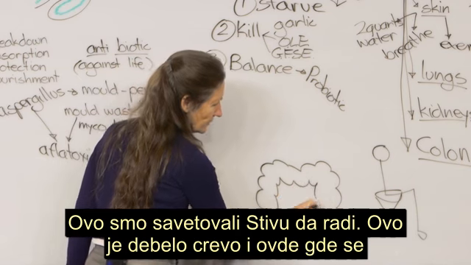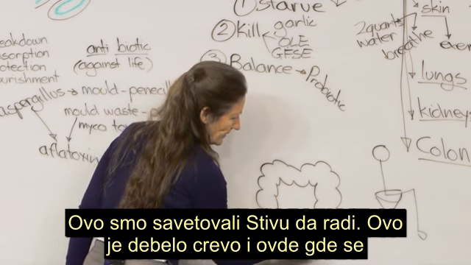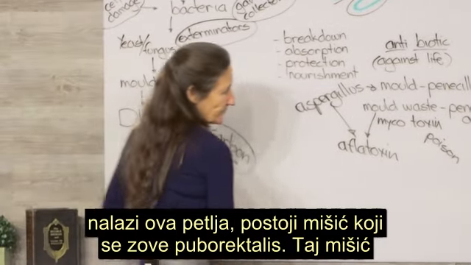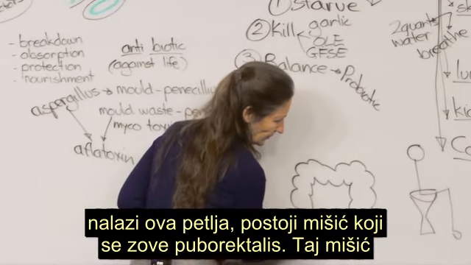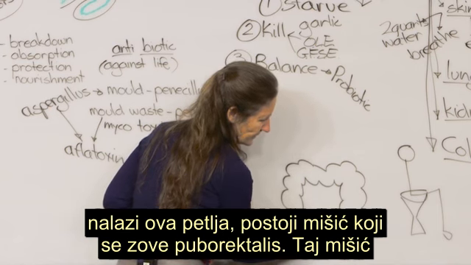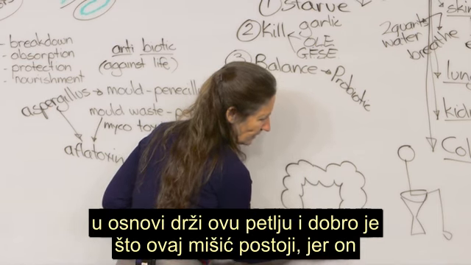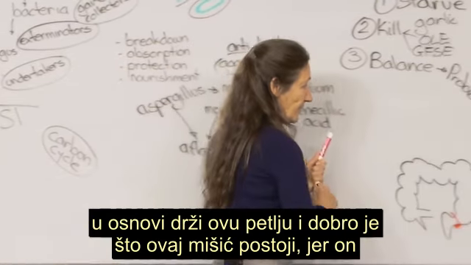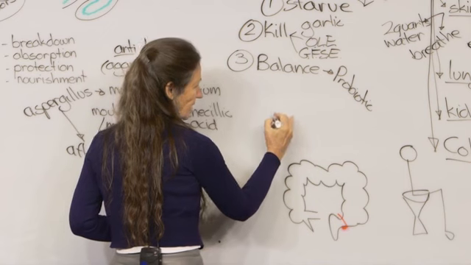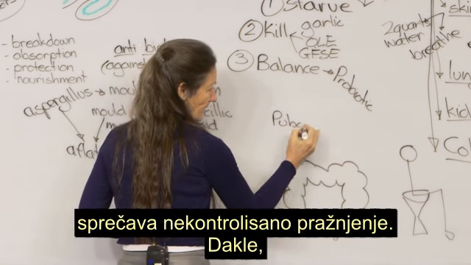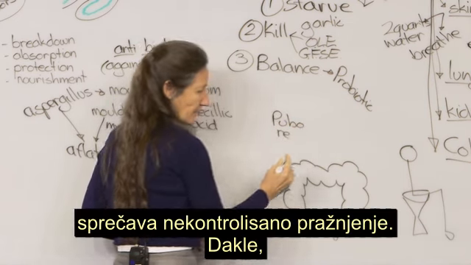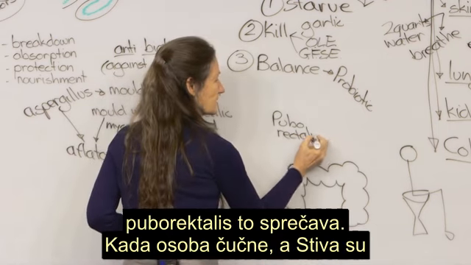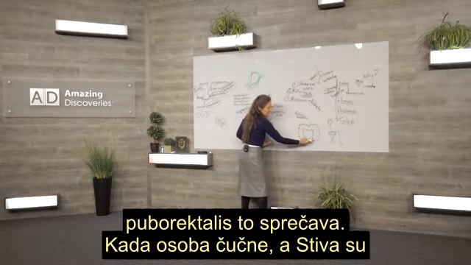This was something that was encouraged for Steve. This is the colon. And just where that loop is, there's a muscle called puborectalis. This muscle basically holds up this loop. And we're very glad to have puborectalis because it prevents incontinence. So puborectalis holds it up like this.